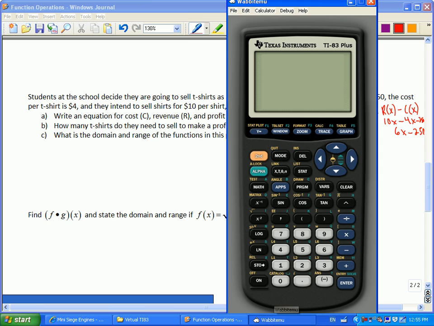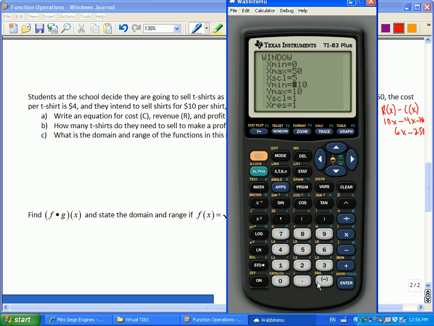So let's go to 6x minus 250. So this is going to show us a picture of our profits. A good window, you don't need to see negative t-shirts. And if you think about, if we sell 100 t-shirts, we're definitely into profit. In fact, if we sell 50 t-shirts, we're into profit. So that'll be enough to kind of give us an idea for this question anyways.